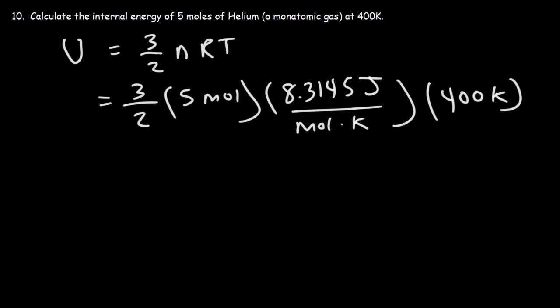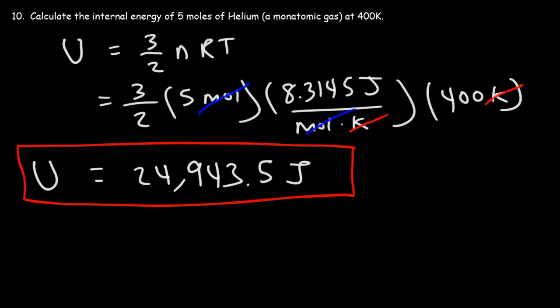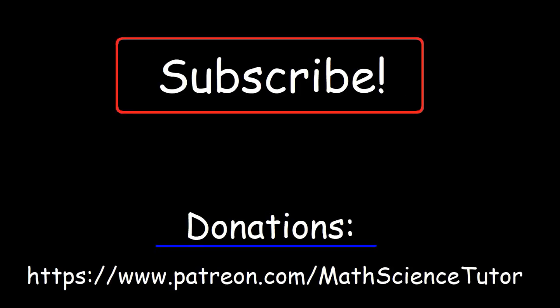So let's pay attention to the units. We can see that the unit Kelvin cancels, the unit moles cancel, giving us the unit joules. So it's 3 times 5 times 8.3145 times 400 divided by 2. And so the internal energy of this gas at 400 Kelvin is 24,943.5 joules. So as you can see, the internal energy of a gas is dependent on temperature. As the temperature increases, the internal energy increases.